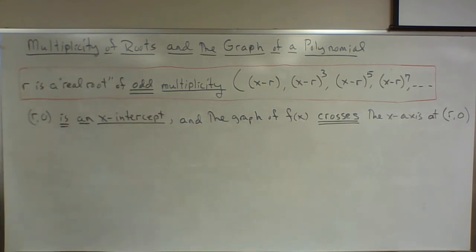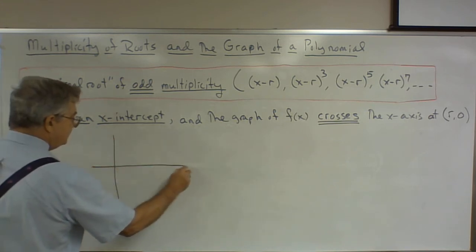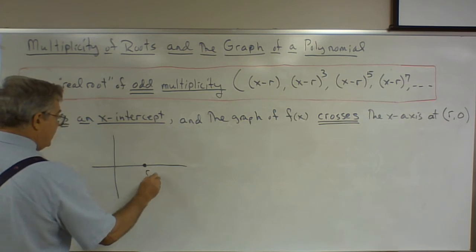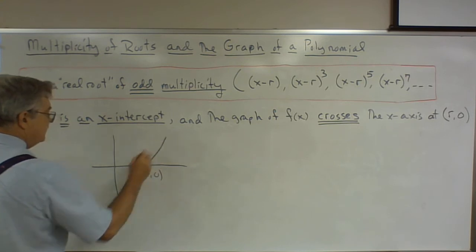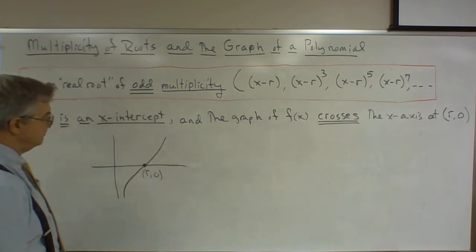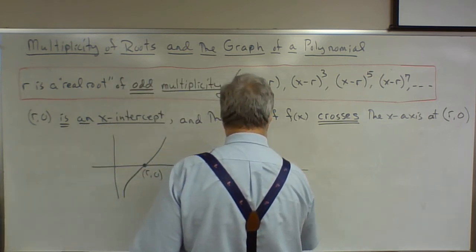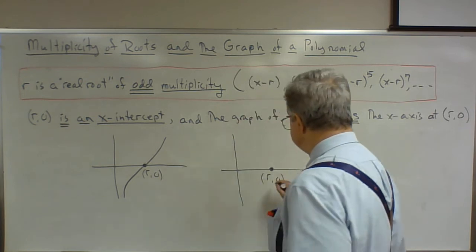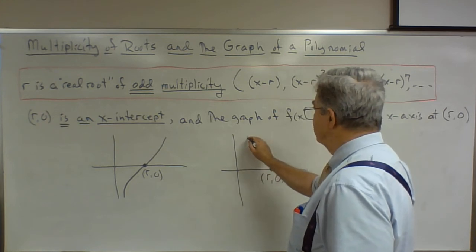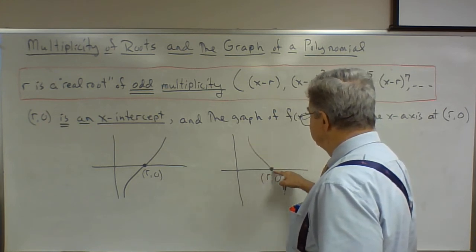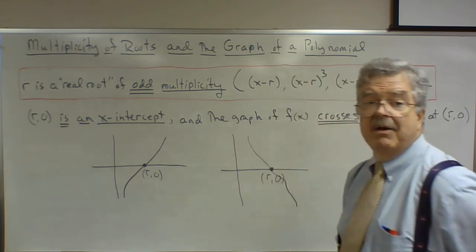And again, we have 2 scenarios. These are a lot easier to imagine than what we had before. The graph comes up from underneath and continues to cross going upward, or the exact opposite happens. The graph approaches from above, goes through the point (r, 0), and continues on its merry way going down.